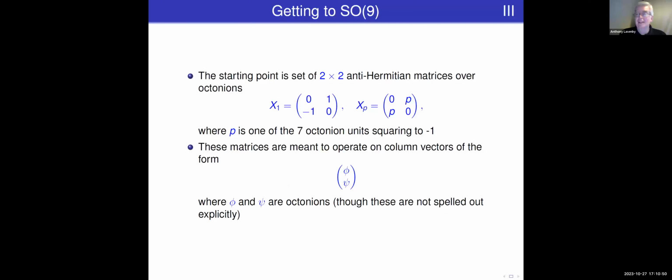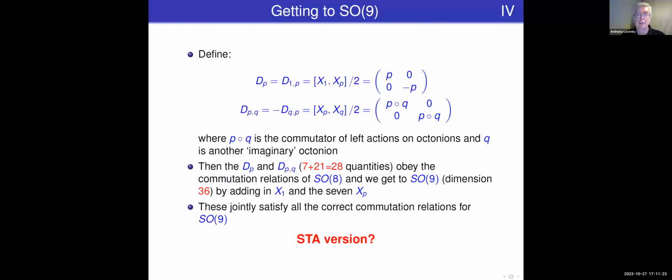Okay, so the starting point for this is a set of 2x2 anti-Hermitian matrices over octonions. This is straight from the Wilson et al. paper. They introduce an x1 which behaves like this, and an xp like this, where p is one of 7 octonion units squaring to -1. These matrices are meant to operate on column vectors of this form, where phi and psi are octonions. They don't explicitly spell out that construction, but they say this is what is happening.